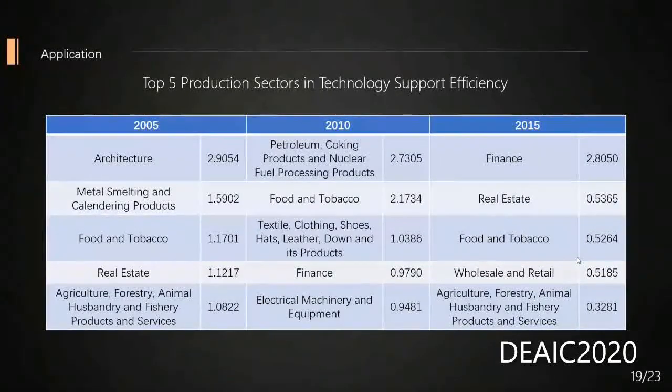But in 2010, the top five are petroleum coking products and nuclear fuel processing products, food and tobacco. This sector has appeared in every year. Then textile, costumes, leather, down and its products, finance, and electric machinery and equipment. We can find that in this year there are two production sectors whose efficiency score is larger than 2. They are 2.7305 and 2.1734.